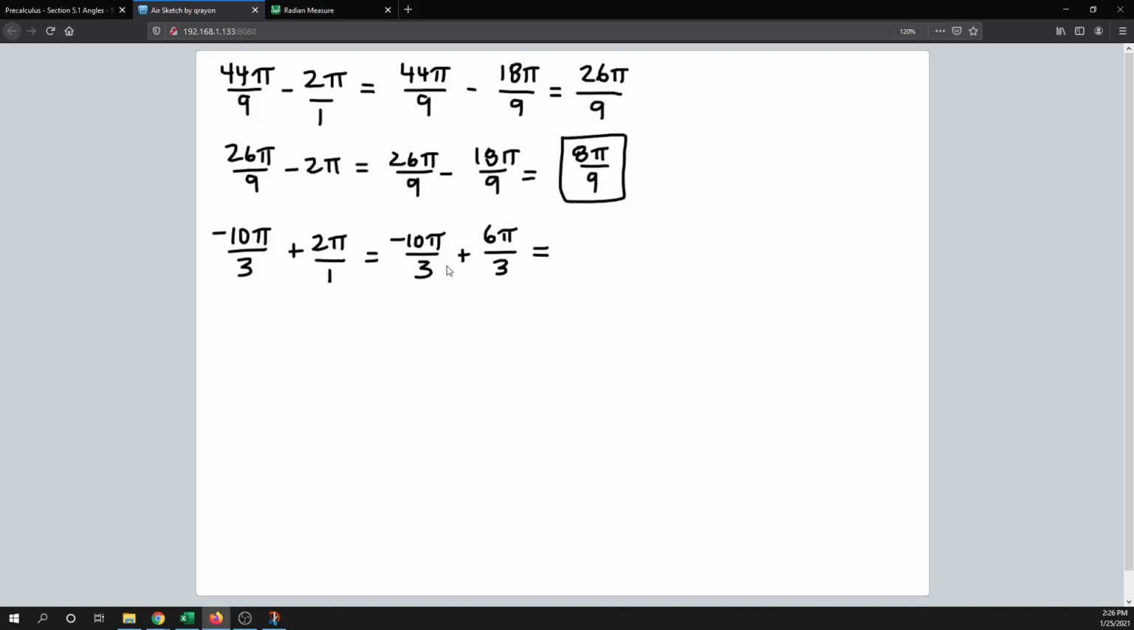All right, so now that we have a common denominator, we just add the numerators. Negative 10 pi plus 6 pi is negative 4 pi. And then we keep that over the same denominator. So unfortunately, that's not big enough. Negative 4 pi over 3 is still less than 0, because it's negative. So we're going to have to repeat this process again.